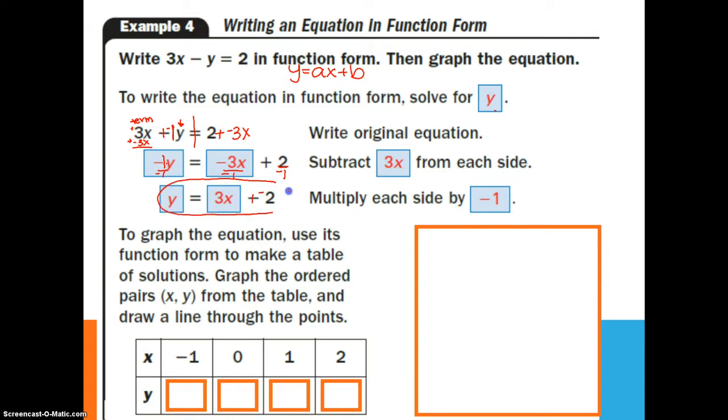Now that it's in function form, we can graph this. You're going to set up a table. If they don't give you a table, or the x values, you're going to use 2 negatives, a 0, a 1, and a 2. So if they do not give you the x values, this is what you use.